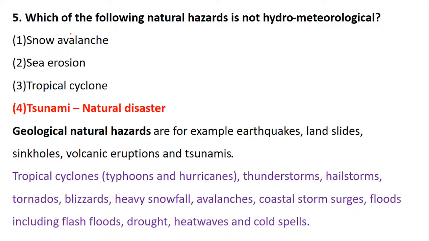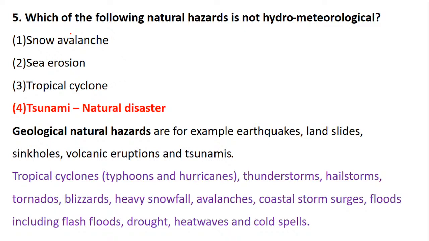But even in natural disaster, now please be careful. I will clear all these doubts over here. Let me go one by one. We are talking about tsunami. Tsunami indicates geological natural hazards. Examples apart from tsunami are earthquakes, landslides, sinkholes, volcanic eruptions, and tsunami. Is this much clear?